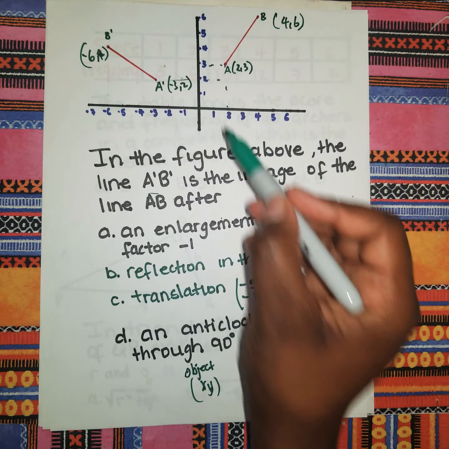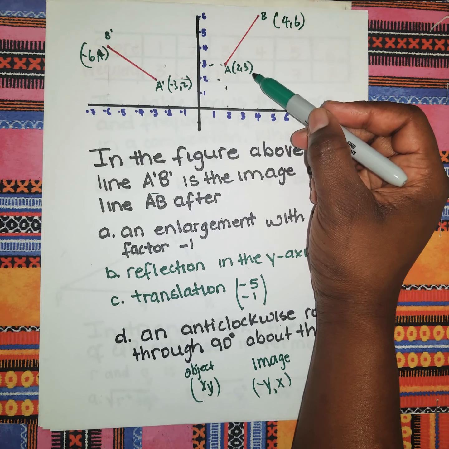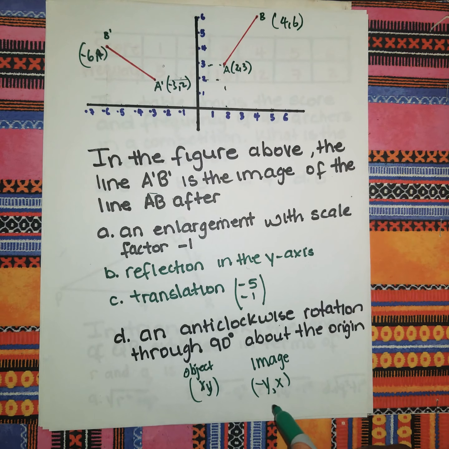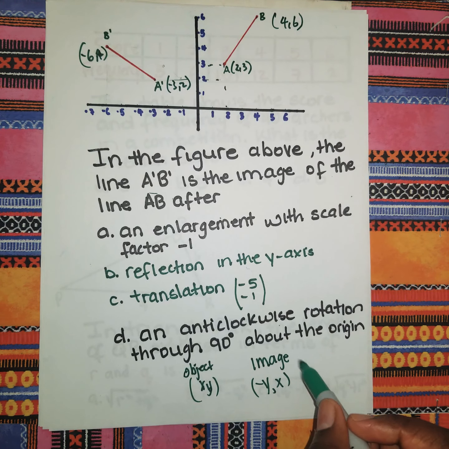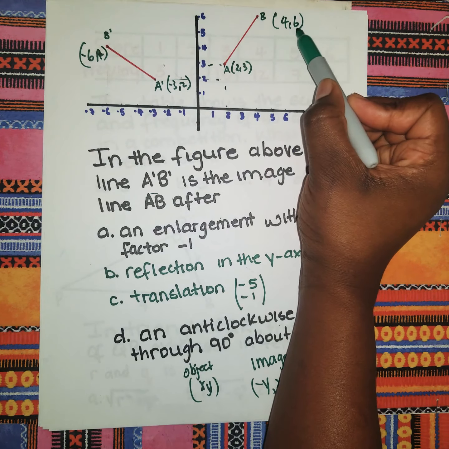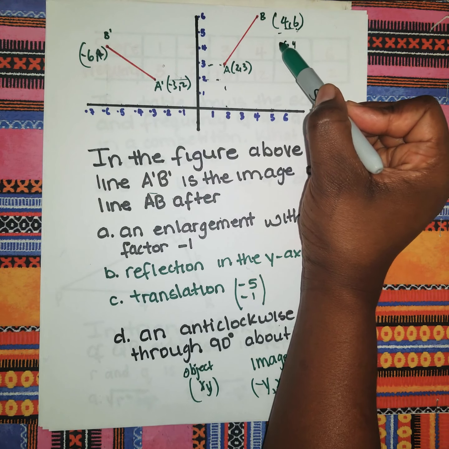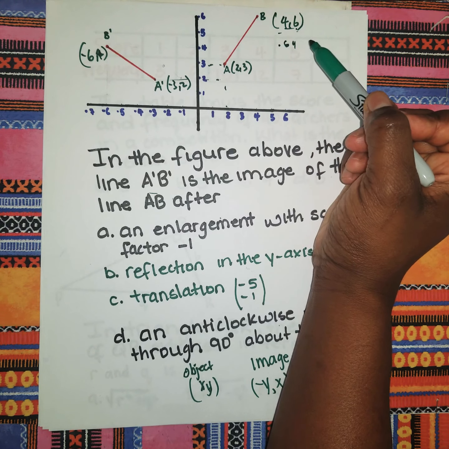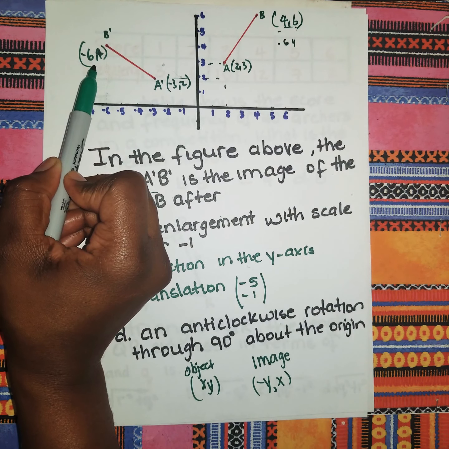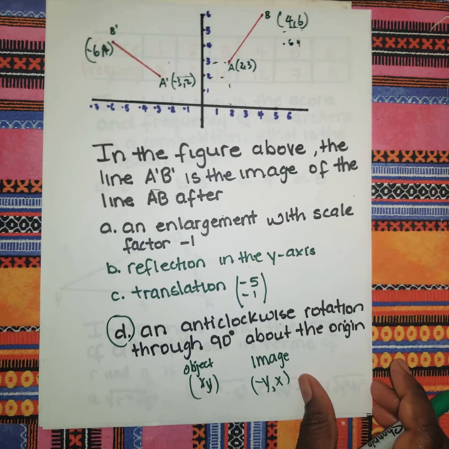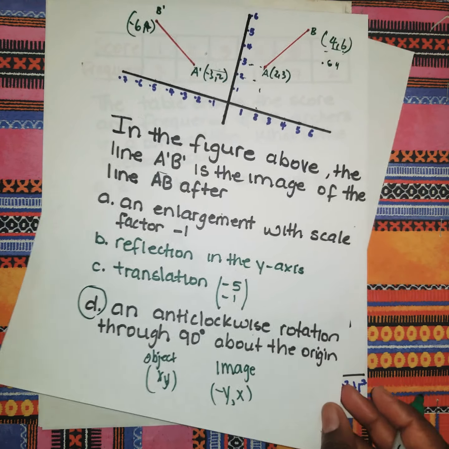So you interchange them, so y becomes x, x becomes y, and you negate the y. And so that works out for A. Let's try B. B is (4, 6). If you interchange them, you'll get (6, 4), and you negate the y, so (-6, 4), and that took place right here. So we know it's an anticlockwise rotation through the origin of an angle of 90 degrees.